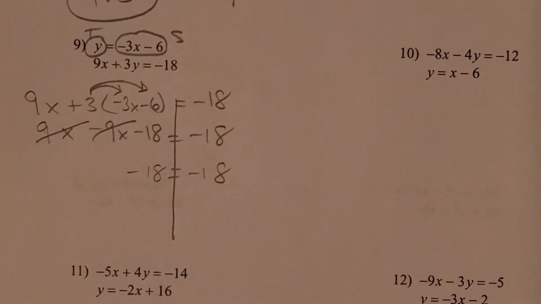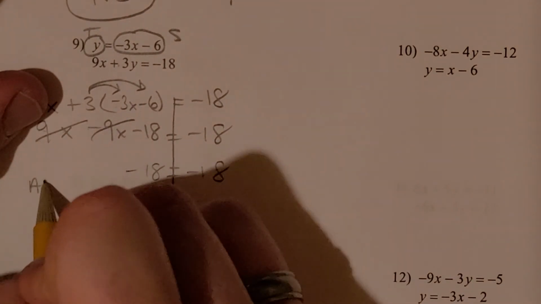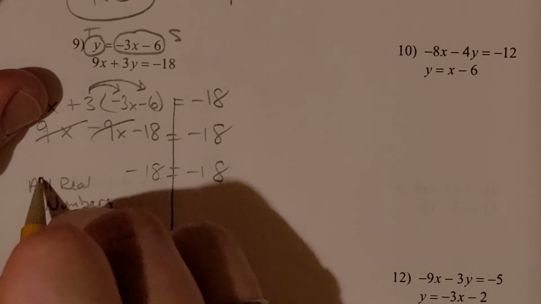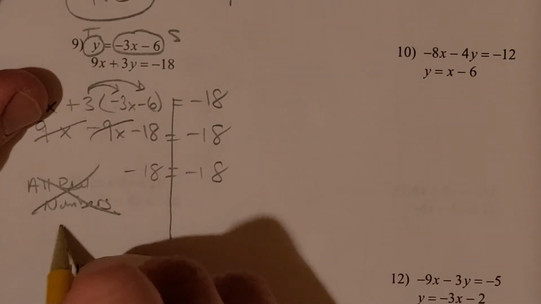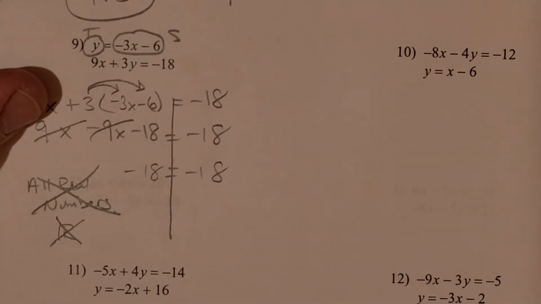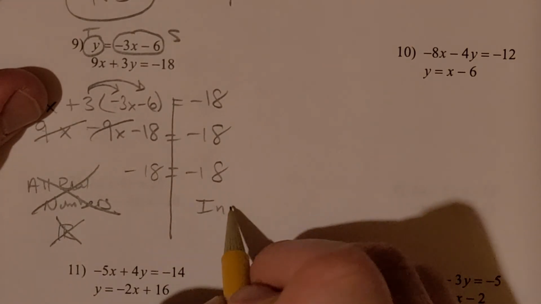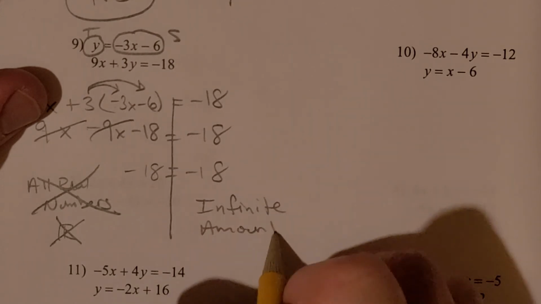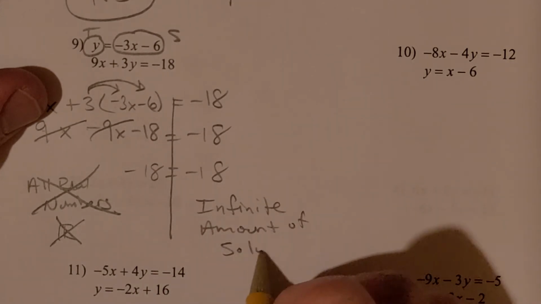That's not no solution because that's not a false statement. It's also not, what did we call it last time? We said all real numbers. That is technically wrong. So if you write all real numbers, you are wrong. And this little r thing is also wrong. The answer here is actually an infinite amount of solutions.